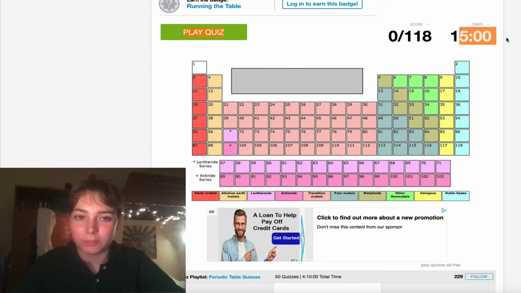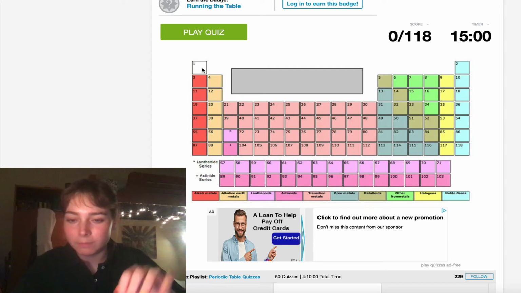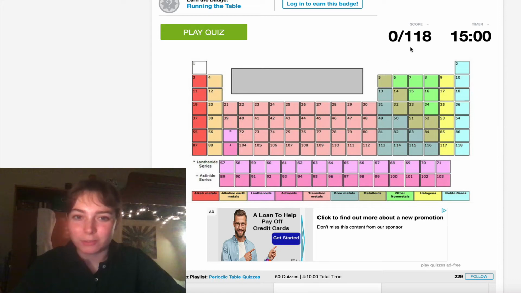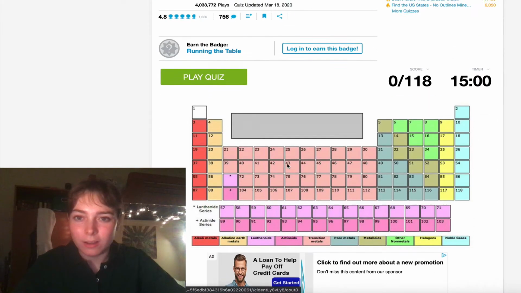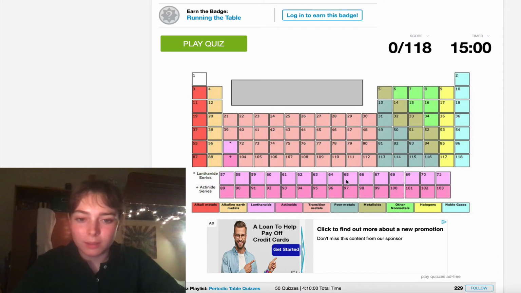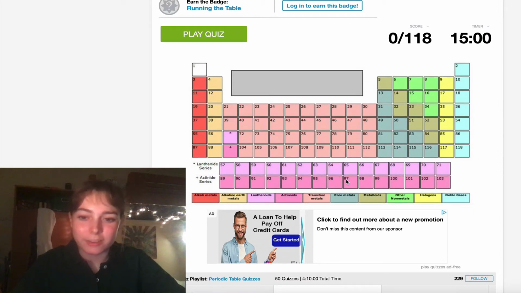So the timer is set on 15 minutes, and that's all the time that you have to type in, and this is not by chemical symbol, you have to have the full element name. You have to type the full element name in for each individual element on the periodic table, and this is out of 118, which I think there might be more now. I'm not sure how updated this is, but we're gonna try our best.